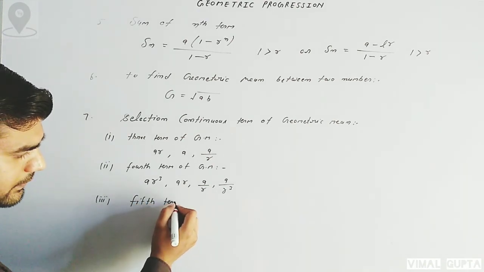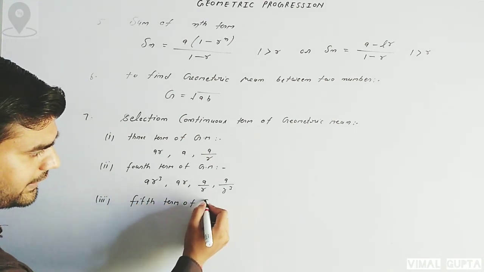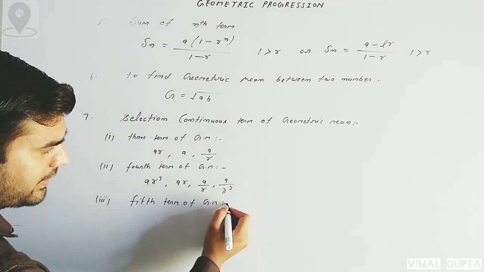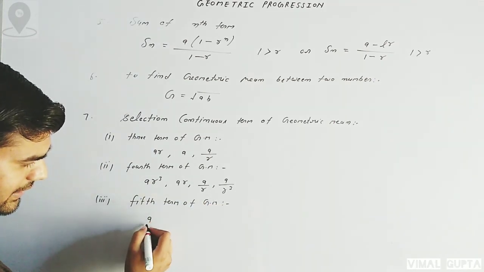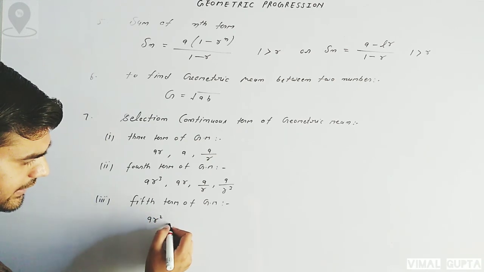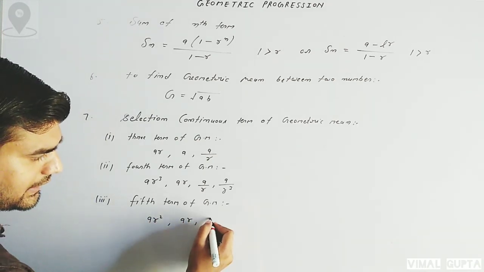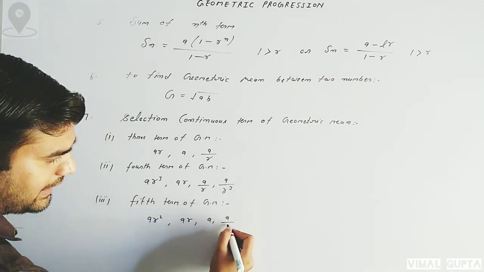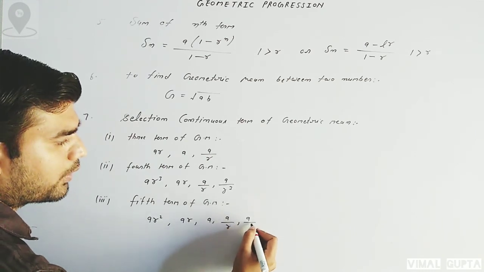Fifth terms of geometric mean: a/r², a/r, a, ar, ar².